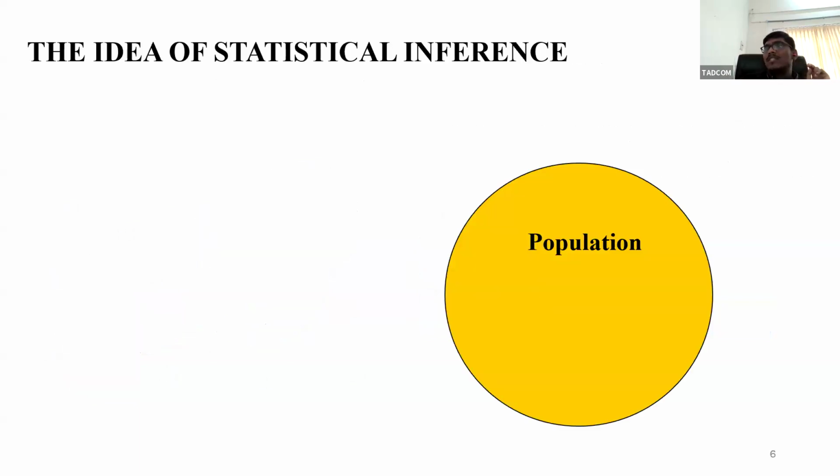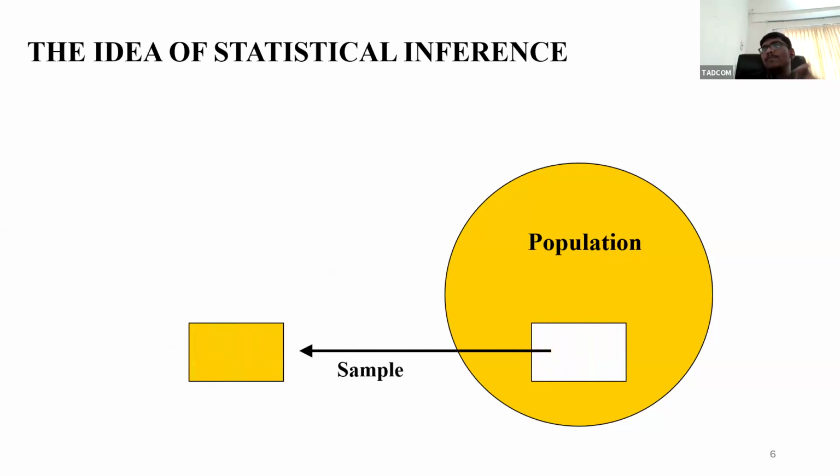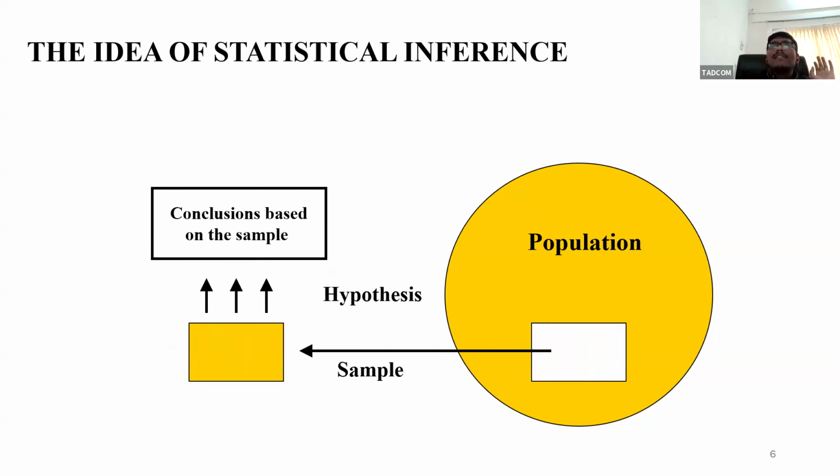Okay, so how to do this? This is what we do. From the population, we choose representative samples. In the samples, we frame the hypothesis. The null hypothesis we frame as: the sample and the population are not different. That is what the null hypothesis will be. The alternate hypothesis will be that they are different.